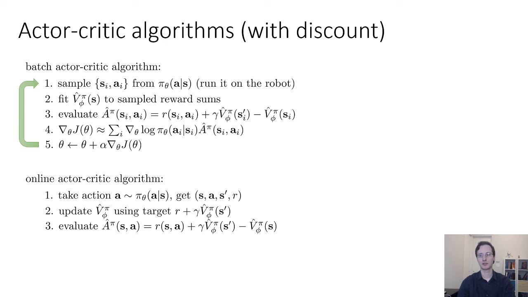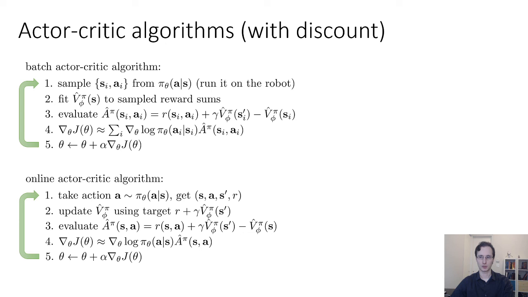Step 3, we evaluate the advantage as the reward plus the value function of the next state minus the value function of the current state. Again, this only uses things that we already know. It uses S, A, S prime, R, and our learned value function. And then using this, we can construct an estimate for the policy gradient by simply taking the grad log pi for this action that we just took, multiplied by the advantage that we just calculated. And then we can update the policy parameters with policy gradient. And then we repeat this process. And we do this every single time step.